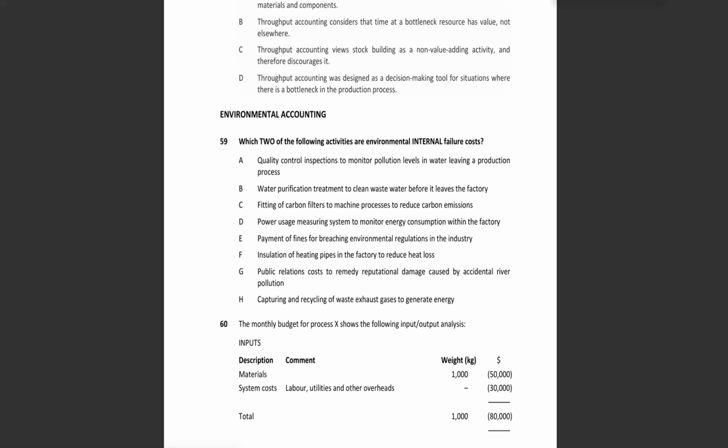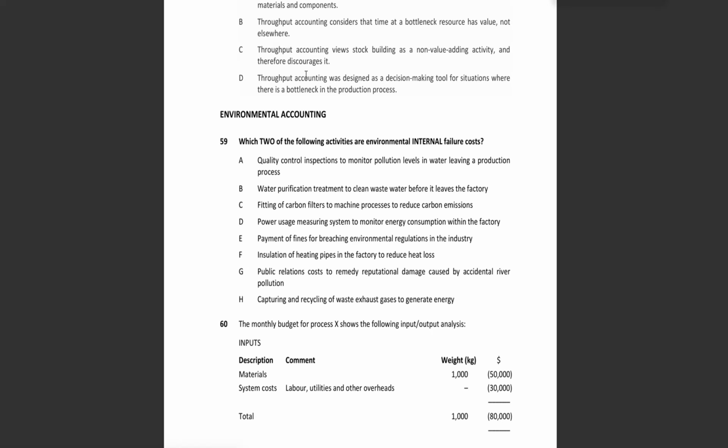Everyone, welcome back. So in today's video, we are going to solve an environmental costing question. Again, this is from the Kaplan Kit, section A question. Now, the first question is asking: which two of the following activities are environmental internal failure costs? If you remember the topic environmental costing from the PM, you can solve this question very easily.